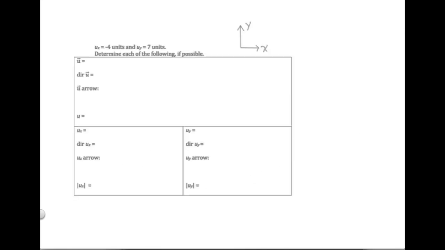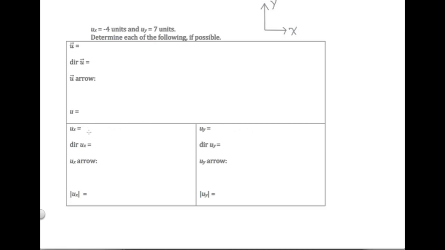Pause the video and try this problem. Well, now we'll go through it together. We're given the components. So we know that the x component here is -4 units. And the y component is +7 units. The problem didn't mention a sign for the y component, but we know the convention in math is that if there's no sign, you assume the number is positive. So we assume this is a +7.